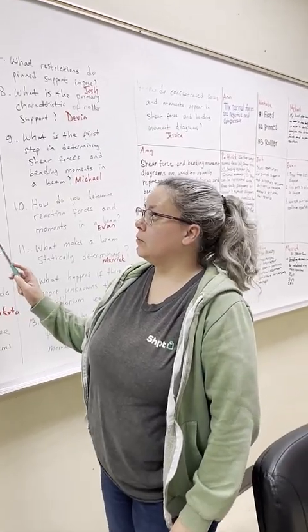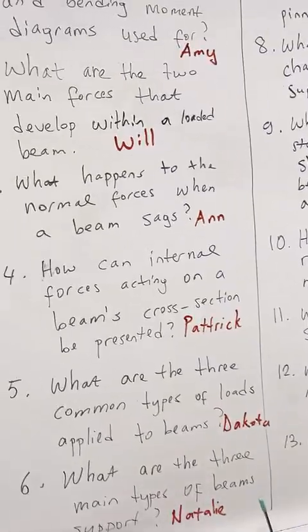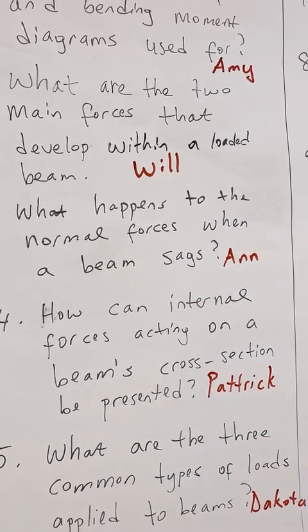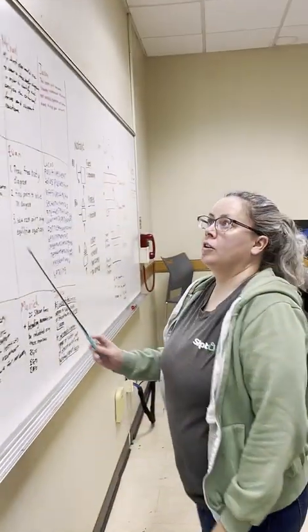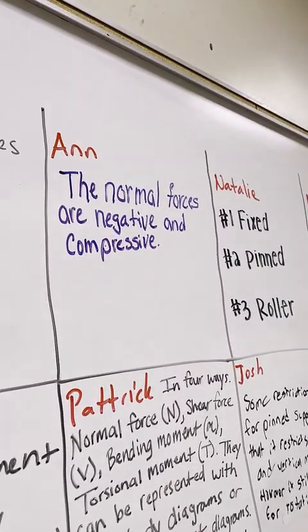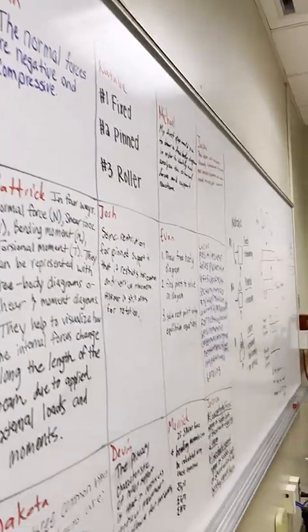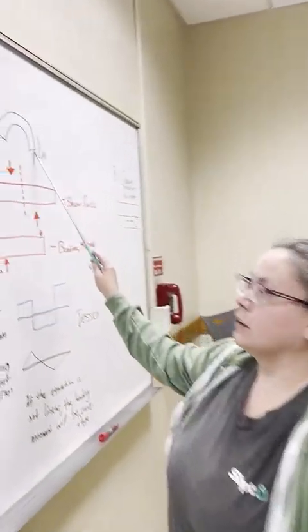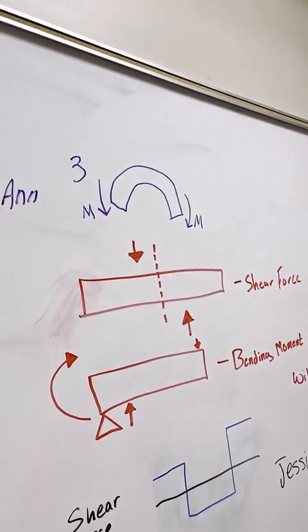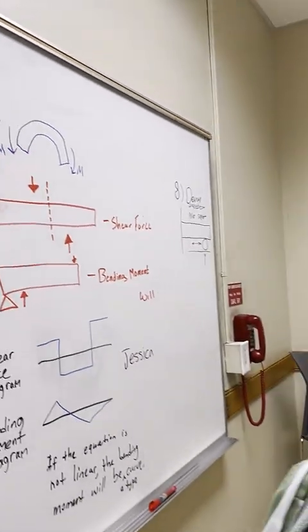Hello, my name is Ann. My question was number 3. What happens to the normal forces when a beam sags? The axial forces in the beam will become compressive, and then the normal forces are negative. And I drew an over-exaggerated bending beam with the moments in the negative direction.